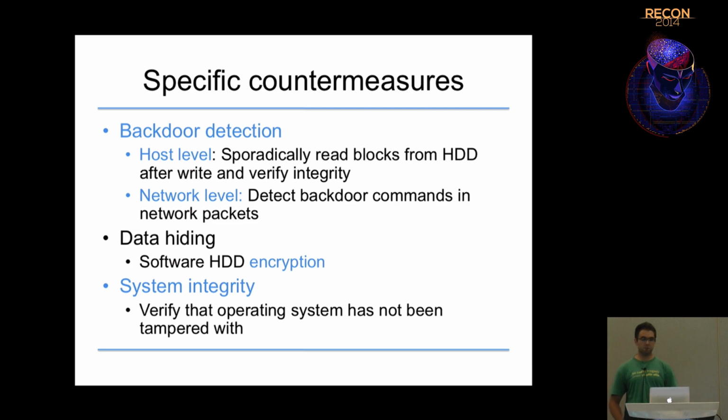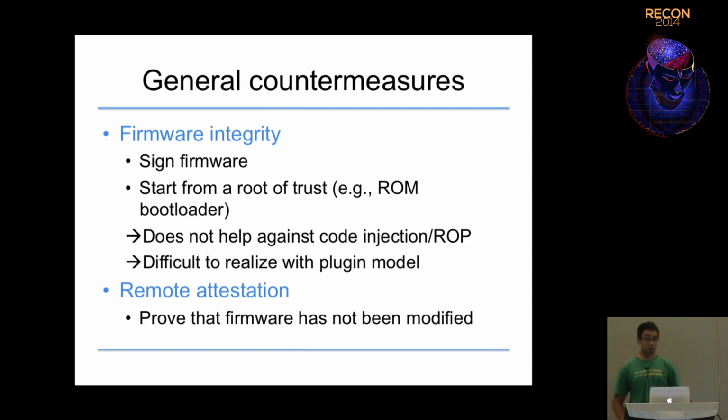What would also help is using software encryption, at least if the backdoor is not infecting the master boot record. And it would be important to verify the system integrity to see that the operating system has not been tampered with, so that there is no master boot record rootkit. In general, for embedded systems, you should have firmware integrity. You can achieve this by signing the firmware and starting from a root of trust, like the ROM bootloader in this drive. But it doesn't help you against several attacks, like code injection or return-oriented programming.